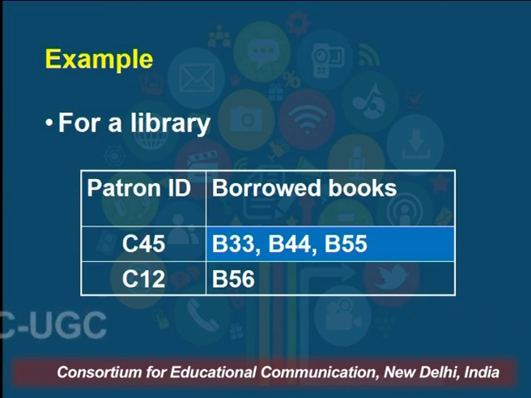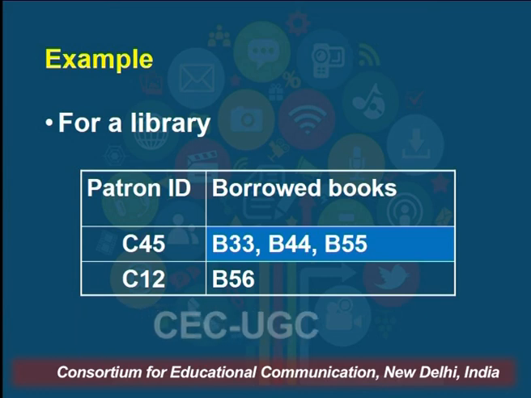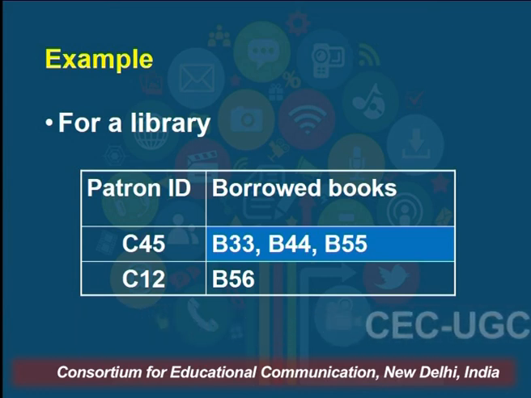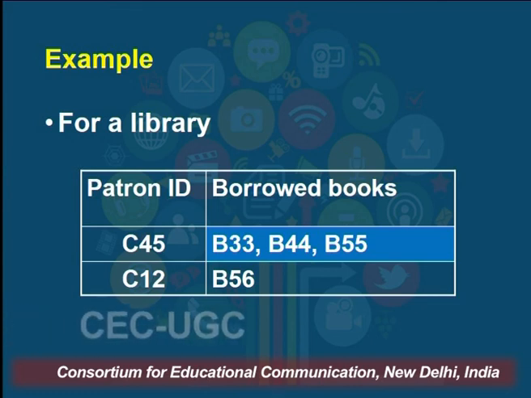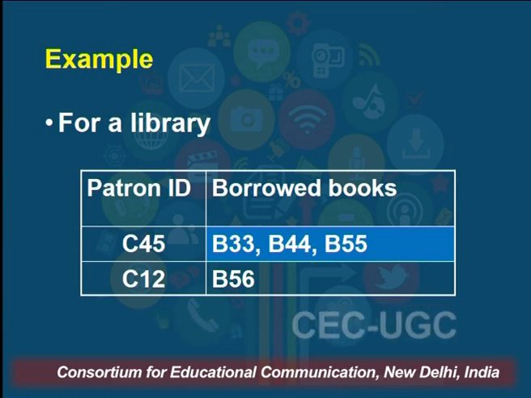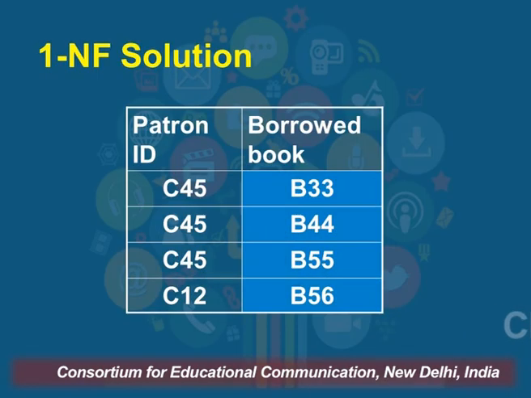And we are also going to see what the actual constraints are when we keep it like this. That means, what if we don't ensure the first normal form, then what is the harm in that? That we will also try to understand. So let's see. One solution for this particular instance says you need to repeat patron ID thrice, which is C45, C45 and C45, and then C12, and the books borrowed are B33, B44 and B55, and then B56 for C12.